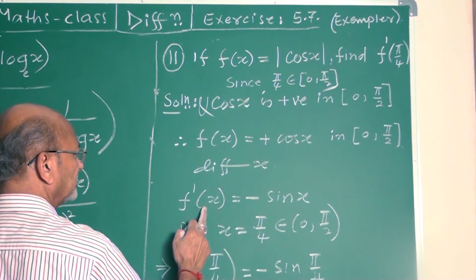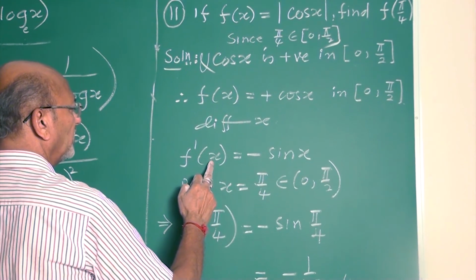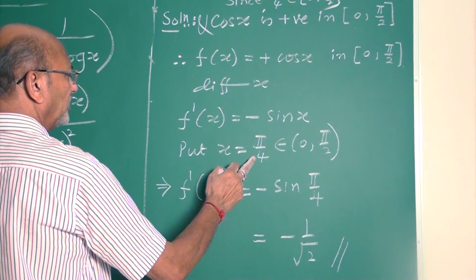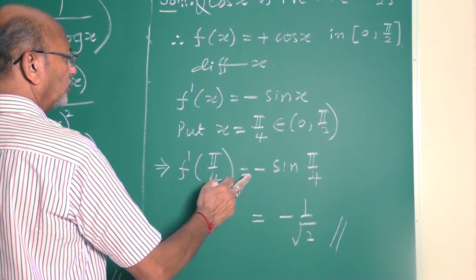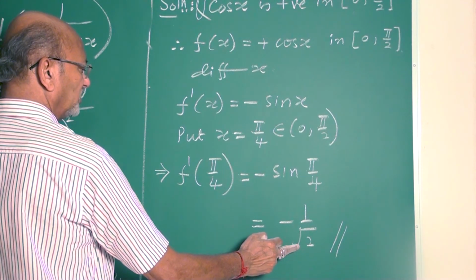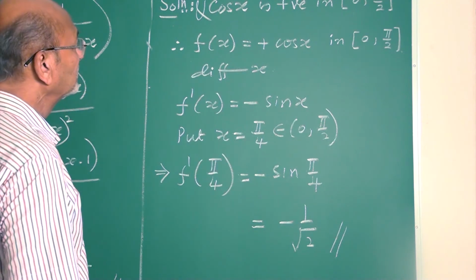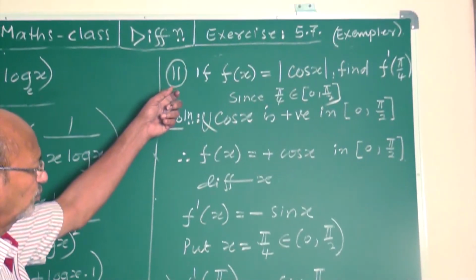Differentiate: f dash x equals minus sin x. To get f dash pi by 4, put x equal to pi by 4. f dash pi by 4 equals minus sin pi by 4. Sin 45 is 1 by root 2. What is the answer? Minus 1 by root 2, which is the answer for this question.